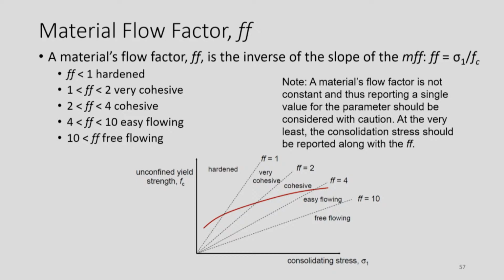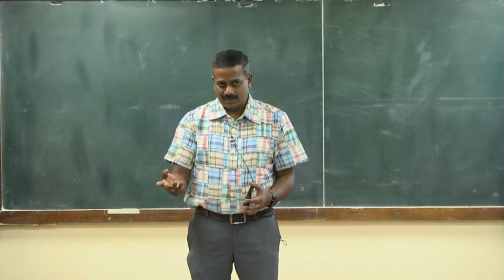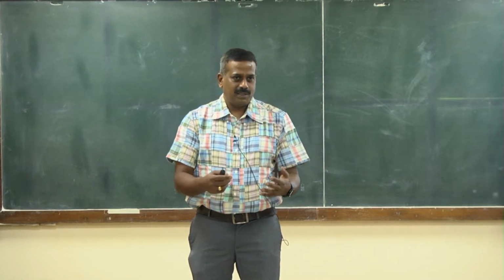Okay, so the powder's behavior might change based on the consolidating stress and the unconfined yield strength. For example, take the same powder, say powdered sugar. It might not flow very well at smaller consolidation stresses. I'm just giving an example, but that might not be right. But if you increase the consolidating stress, then it might go into a free flowing category. That's why it's very important to test at different consolidation stresses and at different conditions, so that you can accurately get their flow behavior.